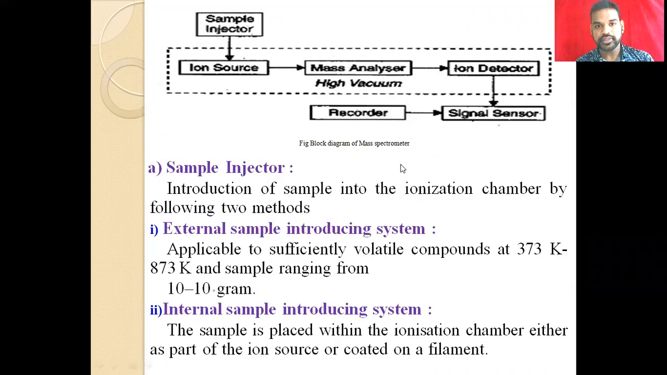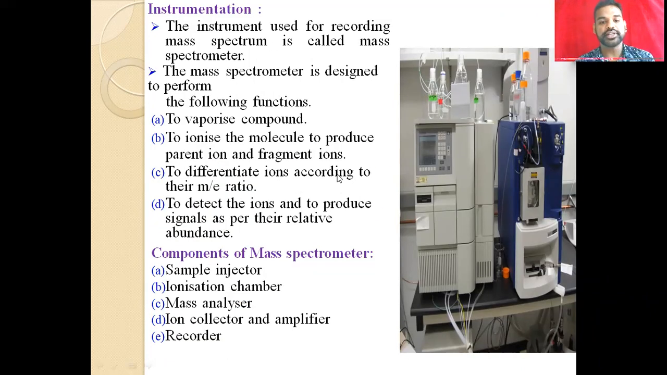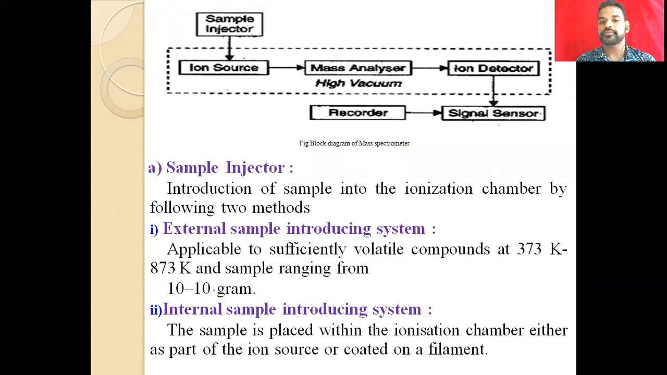Okay. And then the components of the spectrometer. It has some important components: sample injector, ionization chamber, mass analyzer, ion collector and amplifier, and then the recorder. Here you can see the block diagram.